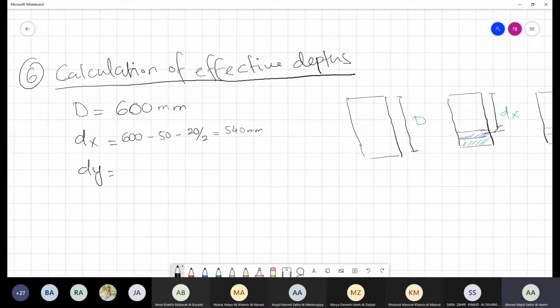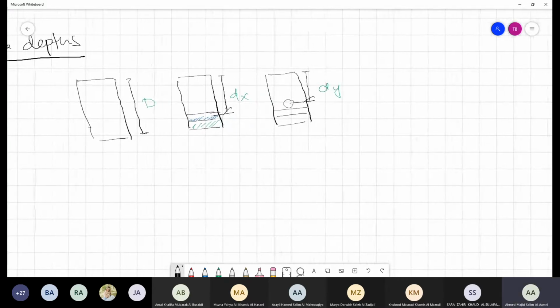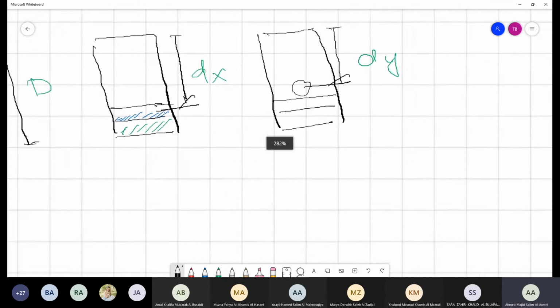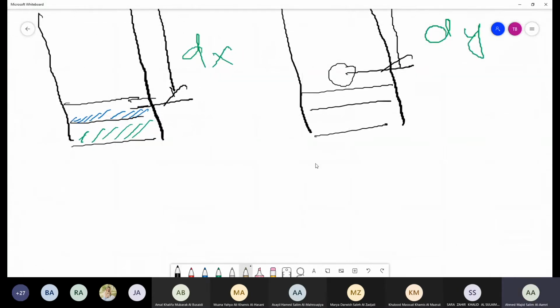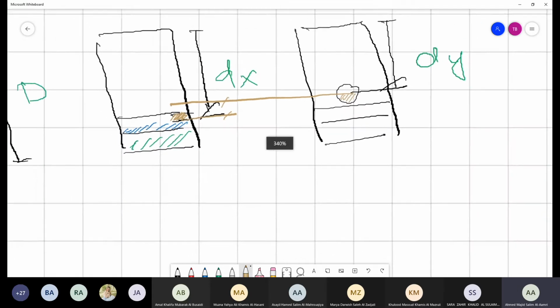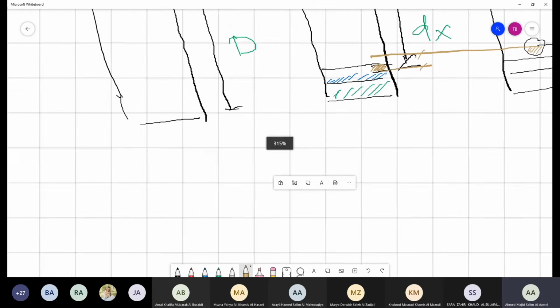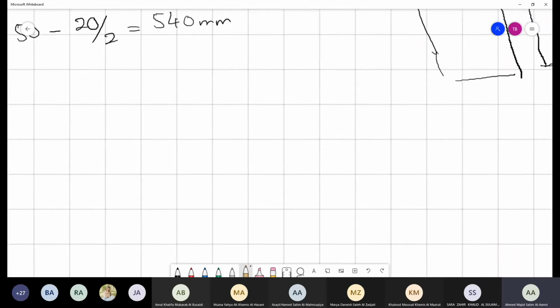Okay, now going for dy. If we zoom in between these two, you will see that the difference between dy and dx is this value, which is half of bar of x plus half of bar of y. If they are the same diameter, and normally they are, half plus half is going to equal 1.